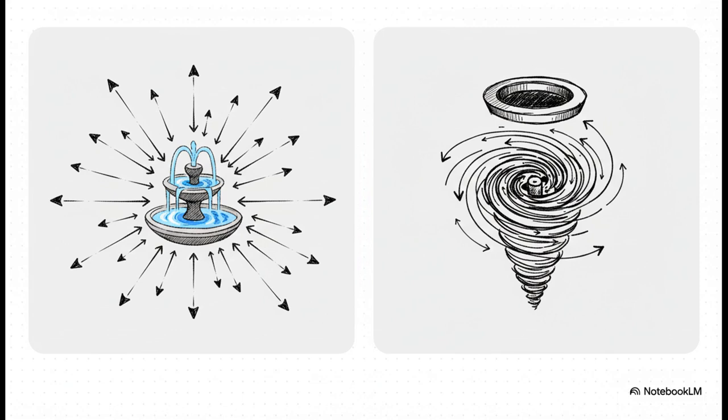Divergence is just what it sounds like, a field spreading out from a point. Think of water spraying out of a fountain. That's divergence. And curl? Well, that's a field swirling around an axis. Picture water going down a drain. So you have spreading out and swirling around. That's basically the whole grammar book.